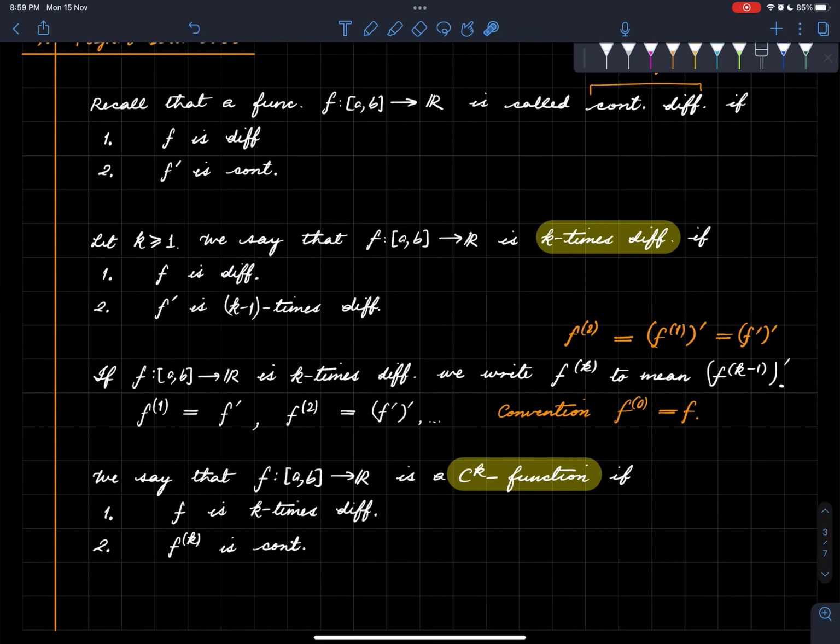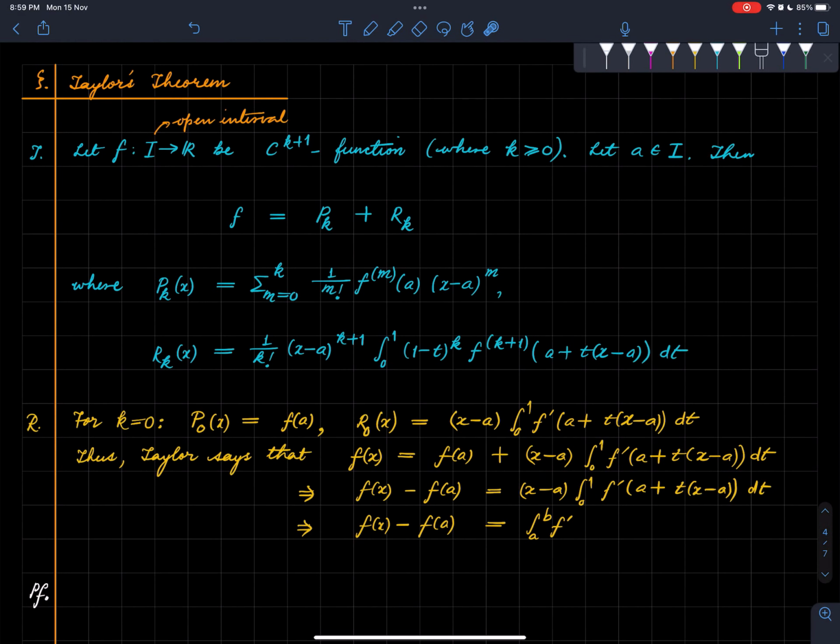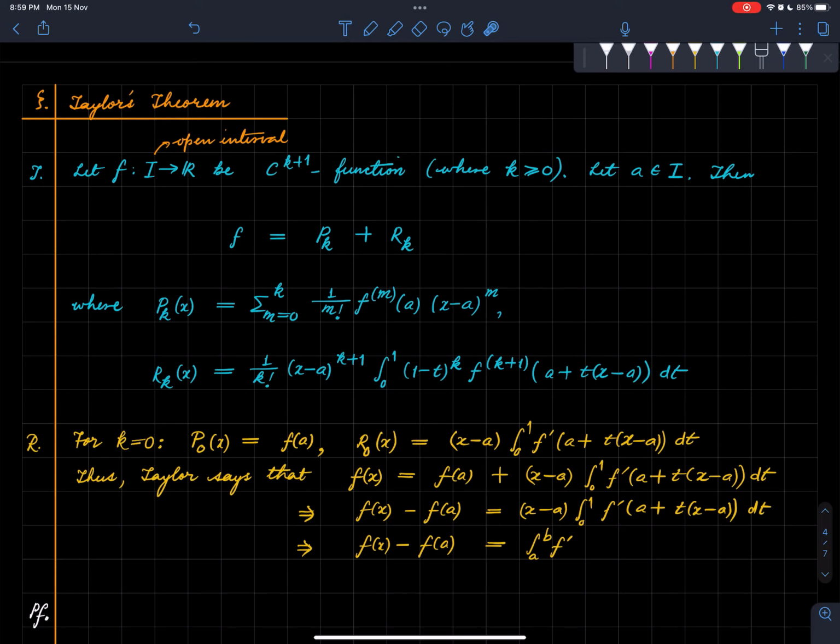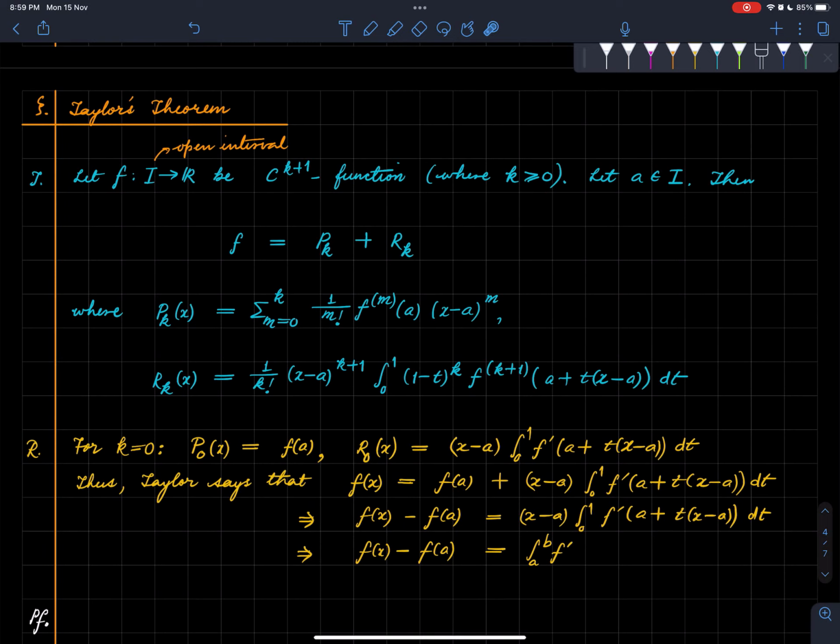Okay, so with these definitions, let us move ahead and state and prove Taylor's theorem. So here is a wordy looking statement. What we have is a C^(k+1) function, meaning a function which is k plus 1 times differentiable and its (k+1)th derivative is continuous. k is some non-negative integer. You fix any point in this interval I on which the function is defined, and this I is an open interval. Then f can be broken into two parts, the polynomial part and the remainder part.